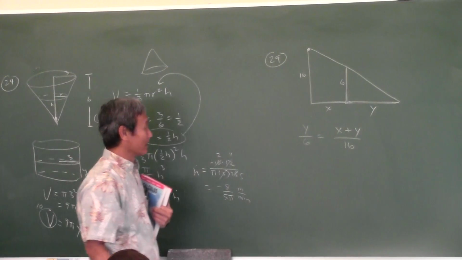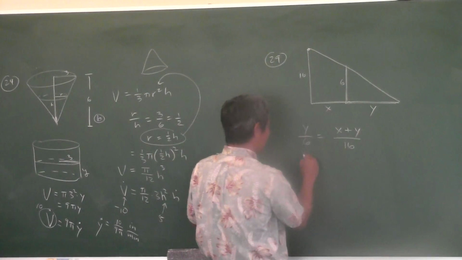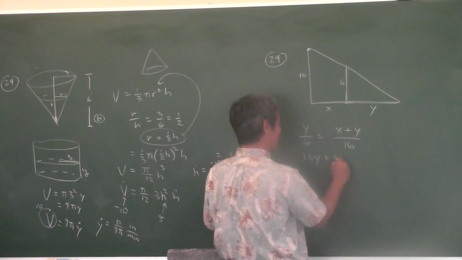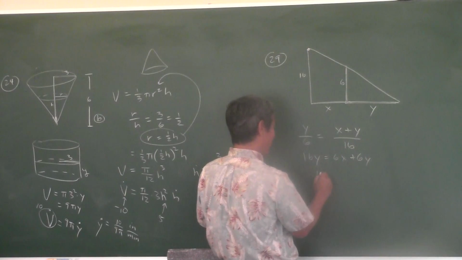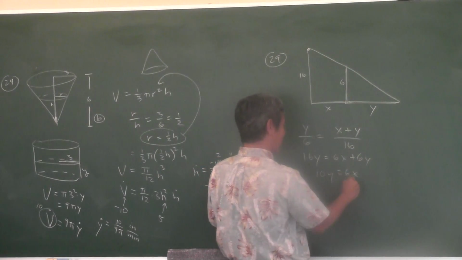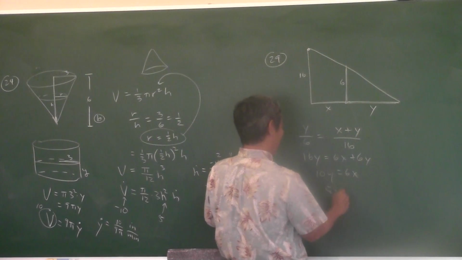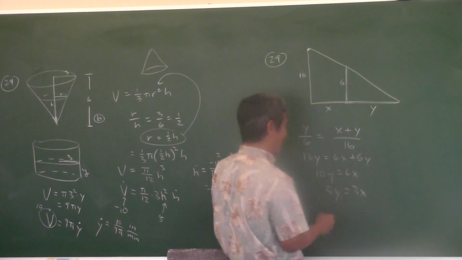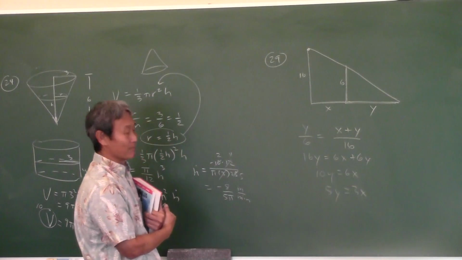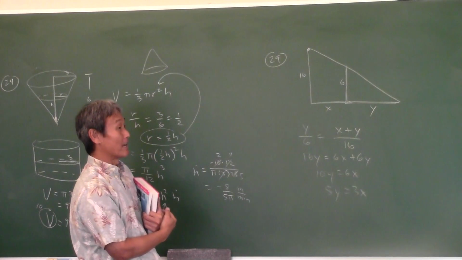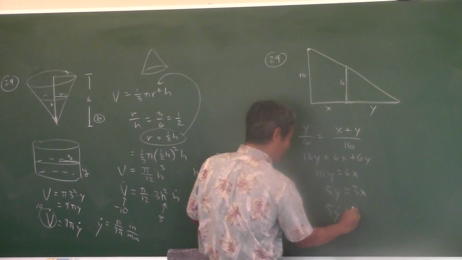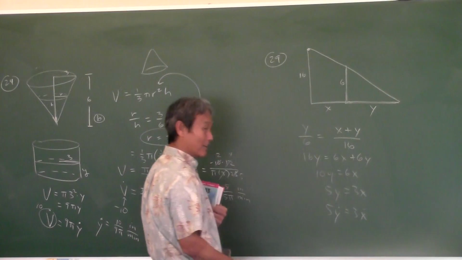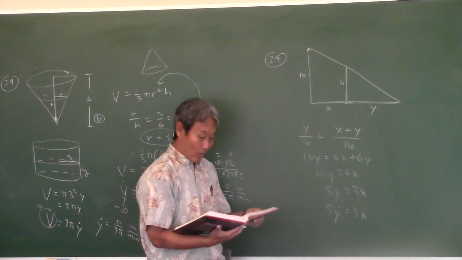Okay, cross multiply. 16y is equal to 6x plus 6y. Consolidate, so you get 10y equals 6x. Divide by 2, 5y equals 3x. Okay, that's your equation. Isn't it easier when you simplify? Okay, now take the derivative of both sides. 5y dot equals 3x dot. That's easy enough.